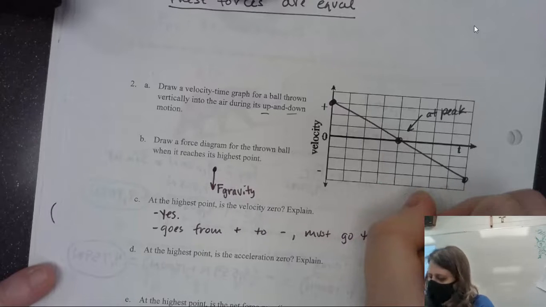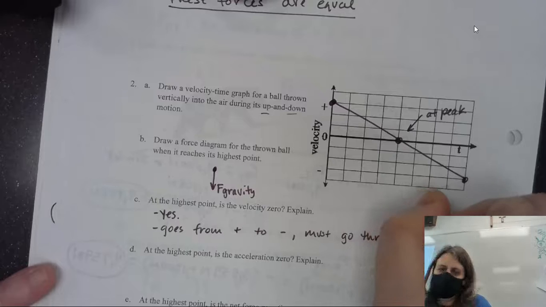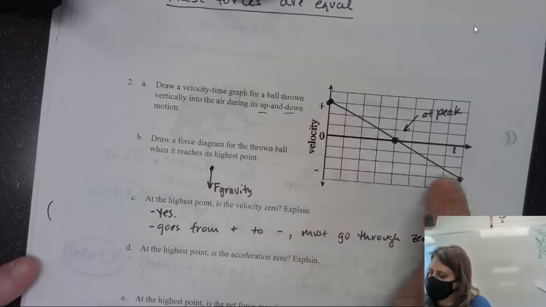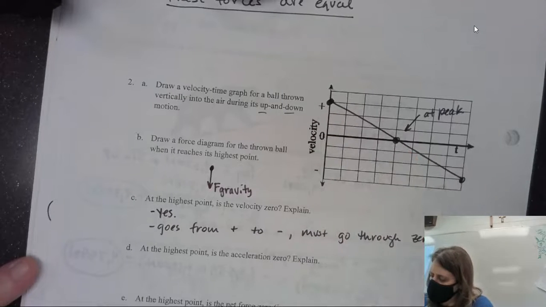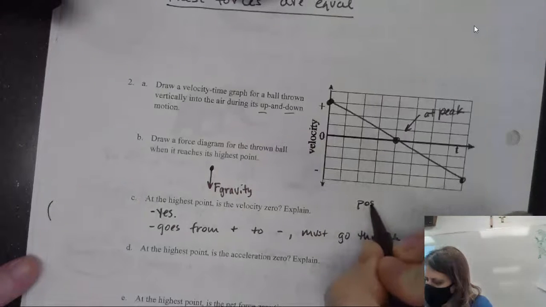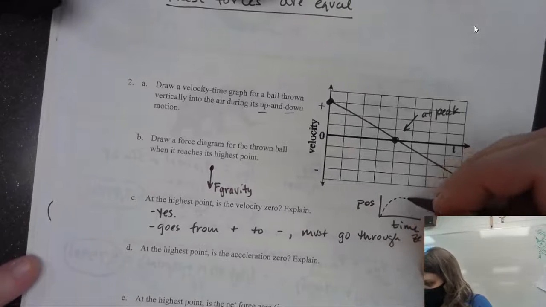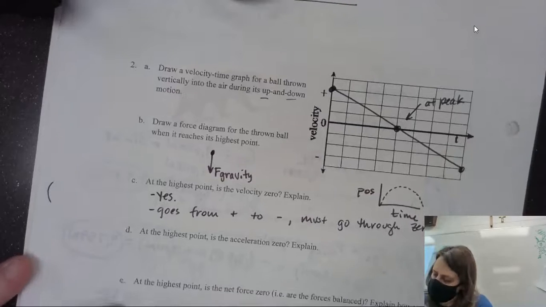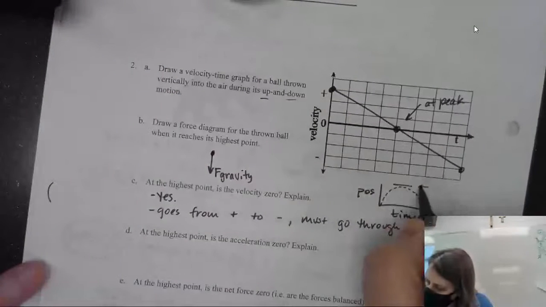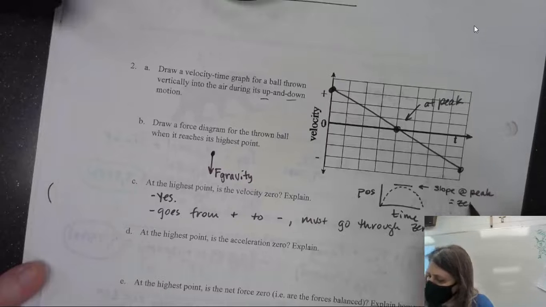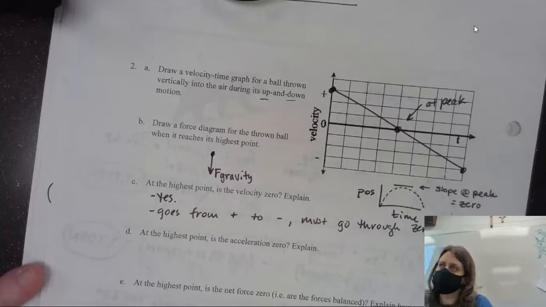We could use this graph to explain that. We know that we start with a positive velocity, we end with a negative velocity, we have to go through 0 in the center. We could also talk about the position versus time graph for this. So if we've got position and time, our ball is going to have this kind of motion. And so the slope at the peak is 0. And because that slope tells us about velocity, then we know that the velocity has to be 0.